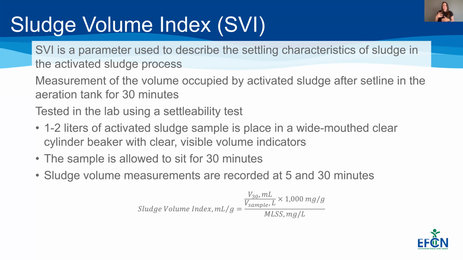This is usually tested in a lab setting where we have 1 to 2 liters of activated sludge, and the sample is placed in a wide mouth clear cylinder with a clear visible volume indicator. It's a big, even cylinder with 1 to 2 liters as the measurement. You allow that sample to sit for 30 minutes. You measure how much sludge has settled after 30 minutes, and you're able to use that in your sludge volume index calculation.